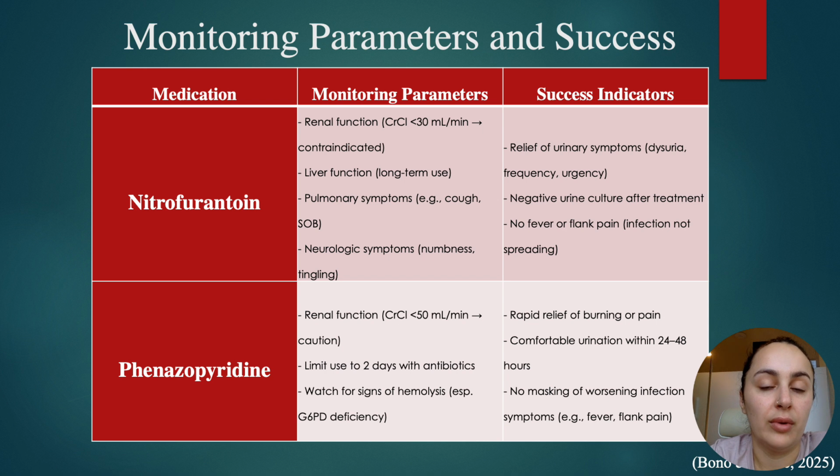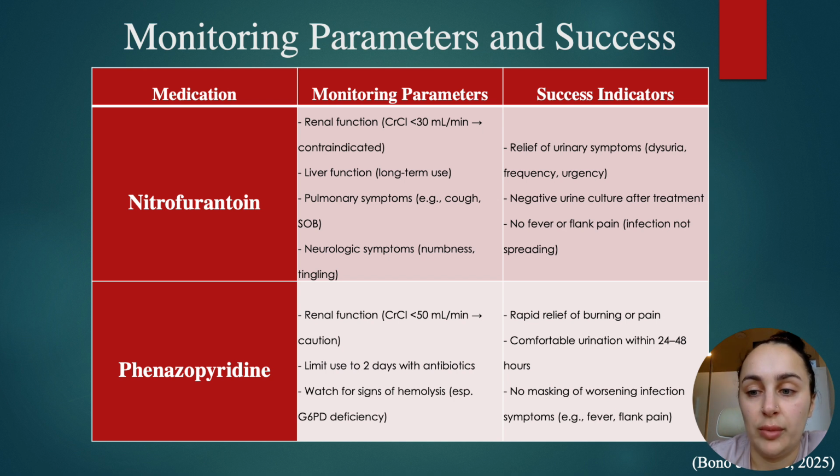Outlined above are the monitoring parameters and success. When prescribing nitrofurantoin, careful monitoring is essential to ensure safety and effectiveness. Renal function should be assessed prior to and during treatment, as the drug is primarily excreted through the kidneys and is contraindicated in patients with a creatinine clearance below 30 mL per minute. Inadequate renal function can lead to drug accumulation and increased toxicity while reducing therapeutic effectiveness.